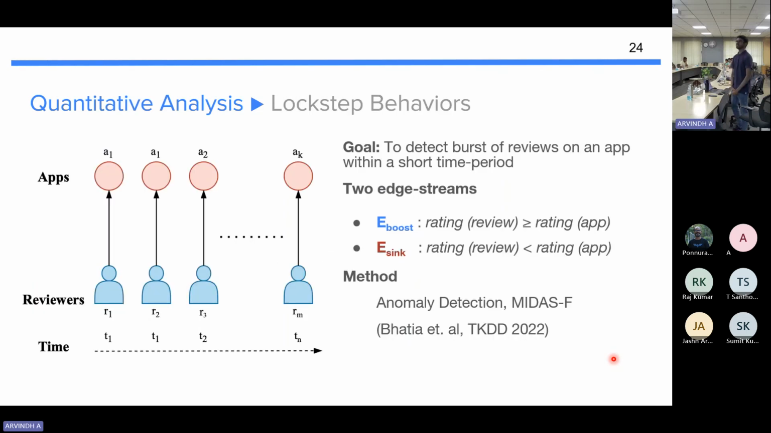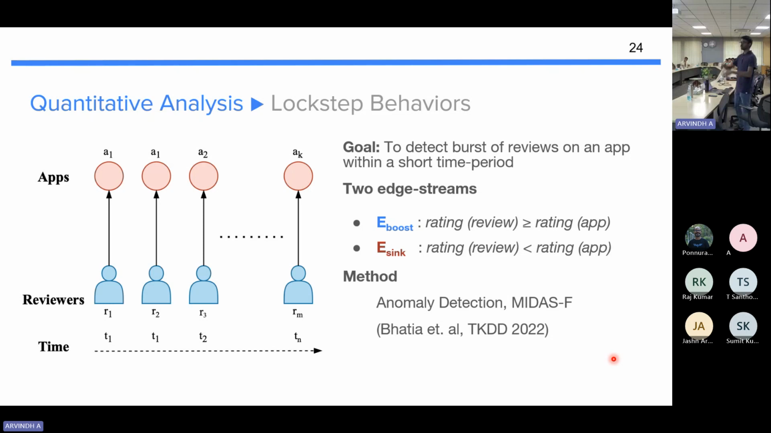Moving on, we study lockstep behavior. The goal is to detect bursts of reviews on an app within a short period of time. For this, we create a reviewer-app interaction graph. It's basically a bipartite graph where one set of nodes are the apps and the other set are reviewers. An edge here denotes a reviewer reviewing an app. Each edge carries a value, which is basically the rating they gave the app. So we have a temporal edge list of sorts. Just a spoiler, this edge list as a text file is around 50 gigabytes. So it's a pretty big edge list.